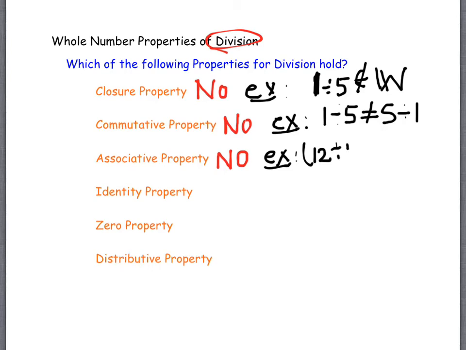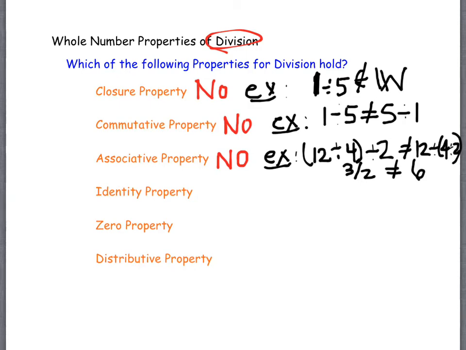If I did 12 divided by 4 and then divided by 2, this would not equal 12 divided by 4 divided by 2. And we can work through it to see. You have to do this in parentheses first. So what's 12 divided by 4? 3. And what's 3 divided by 2? 3 halves. Over here, I'd start with 4 divided by 2. What's 4 divided by 2? 2. And then 12 divided by that 2 would be 6. So it would not work. We'd get 3 halves on the left, and we would get 6 on the right.